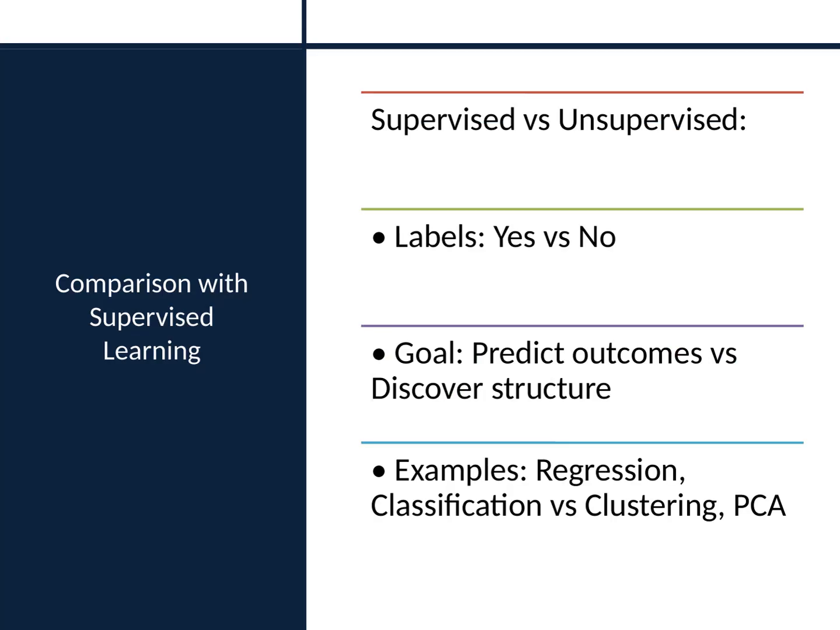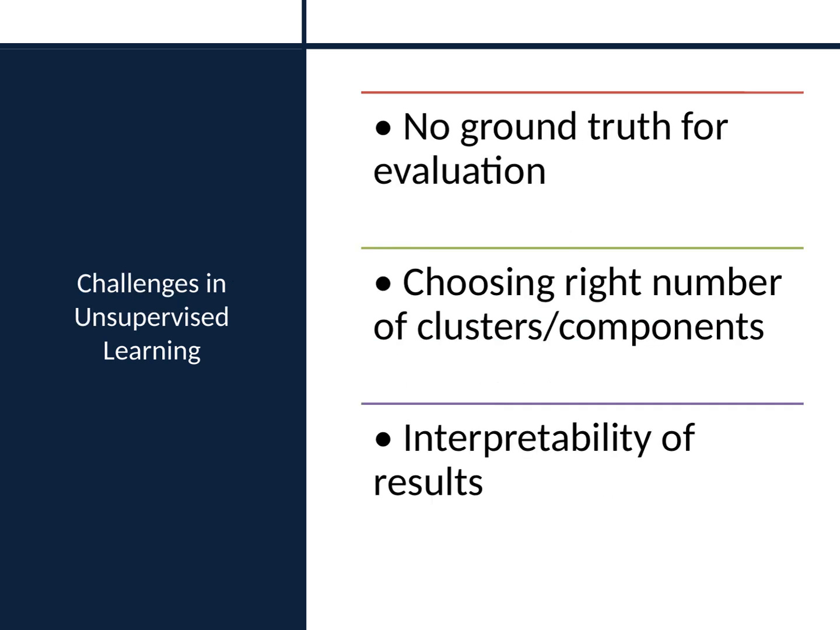Supervised learning uses labeled data to predict outcomes, for example, regression for continuous values or classification for categories. Unsupervised learning uses unlabeled data to discover hidden structure, for example, clustering to group items or principal component analysis to reduce dimensions. Unsupervised learning brings 3 main challenges.